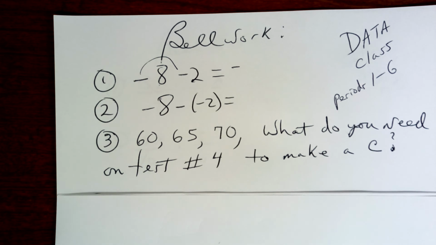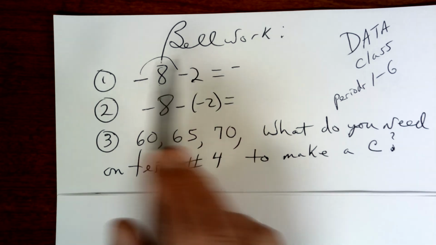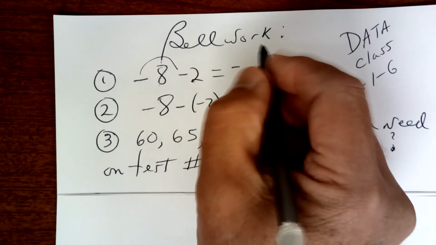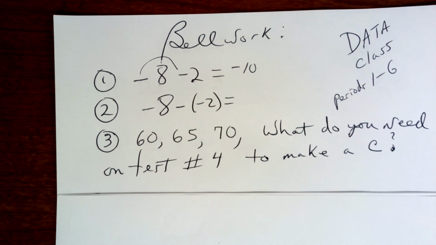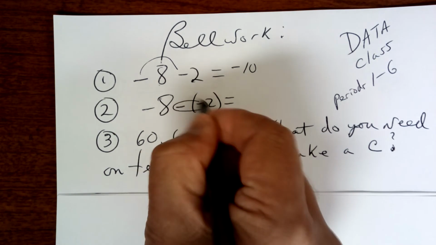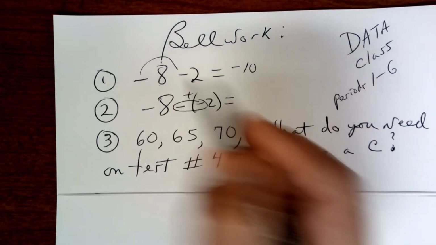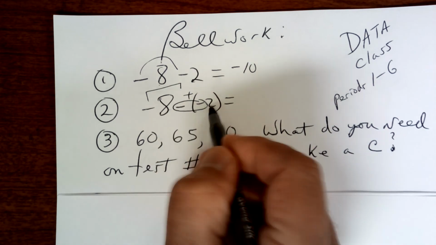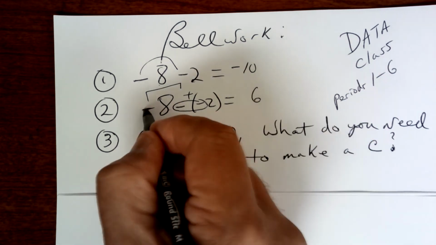Well, this is the same sign. So when you have the same signs, you add and keep the sign. So that's going to be a -10. This is a double negative, which becomes a plus. Now you have opposite signs, so you subtract. 8 minus 2 is going to give you 6, but you have more negatives.